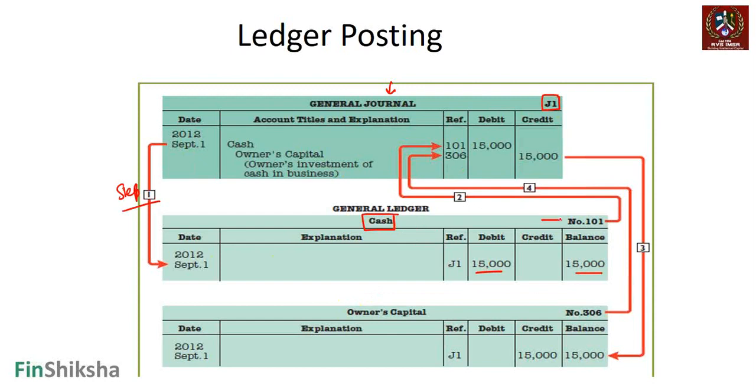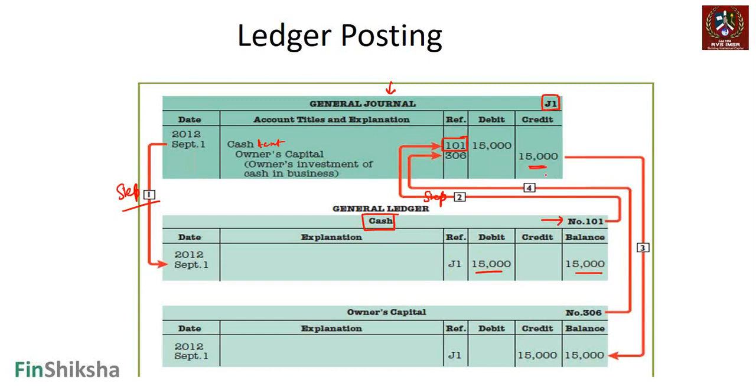Cash account number is this, which is 101. So the second step, step 2, is putting 101 here as reference. So these two get linked and you know clearly what entry is going where. So you're saying that cash account is basically account number 101 and we put it there, right? And reference of journal is J1.